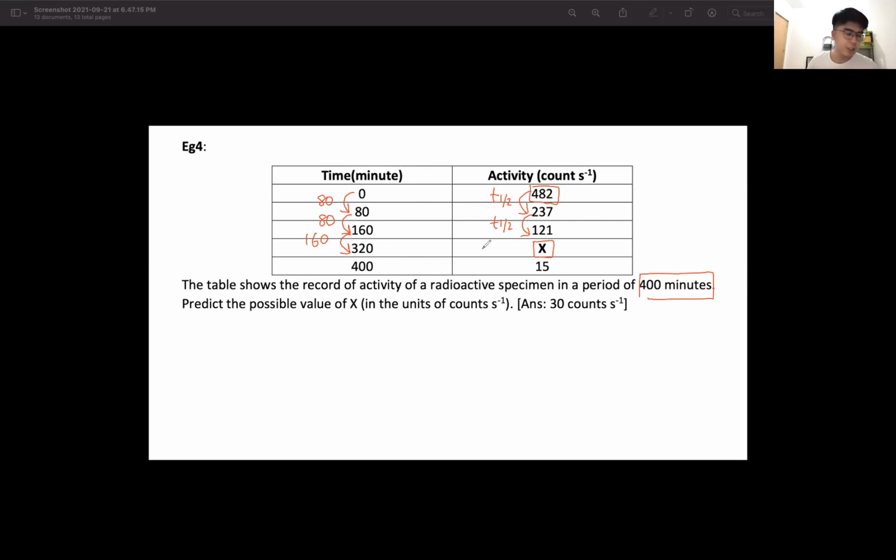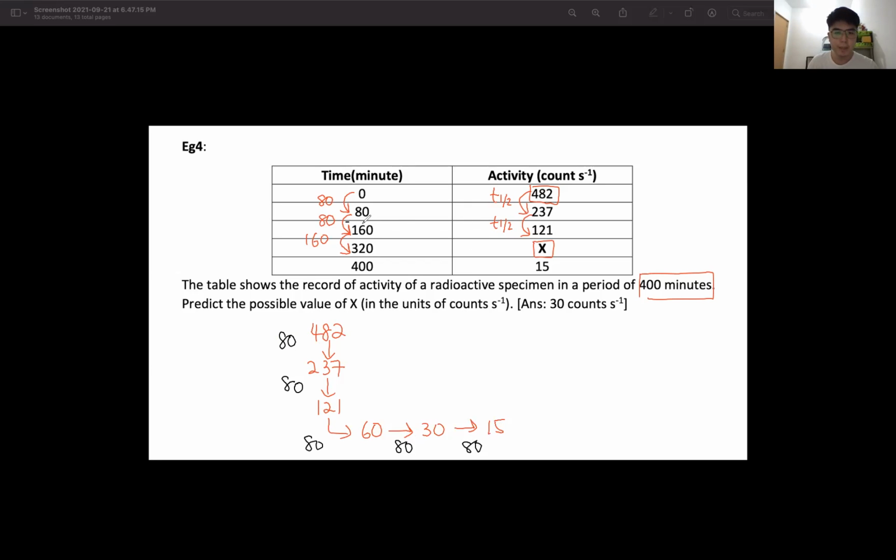Okay, so actually you can do it like this. I'm going to draw it out: 482 down to 237, down to 121, and then half of this again is 60, then 30, then 15. So 80 minutes, 80 minutes, 80 minutes, 80 minutes, 80 minutes.